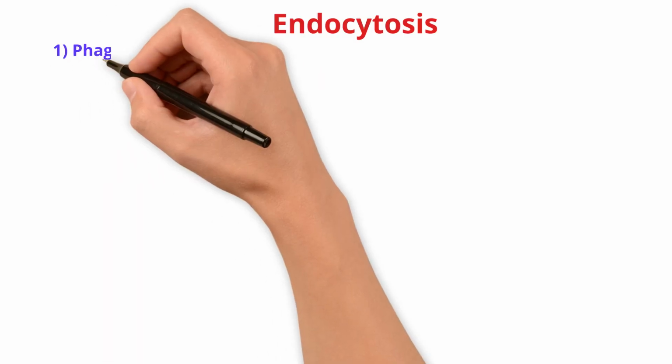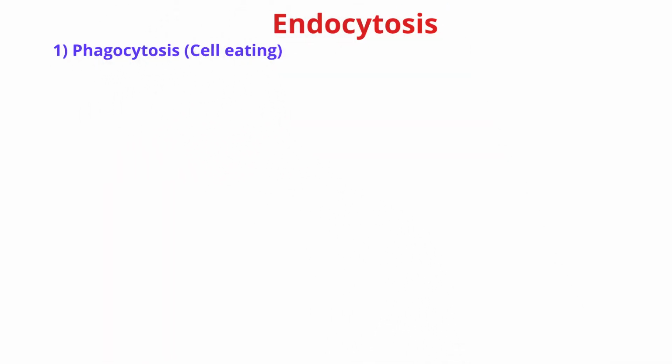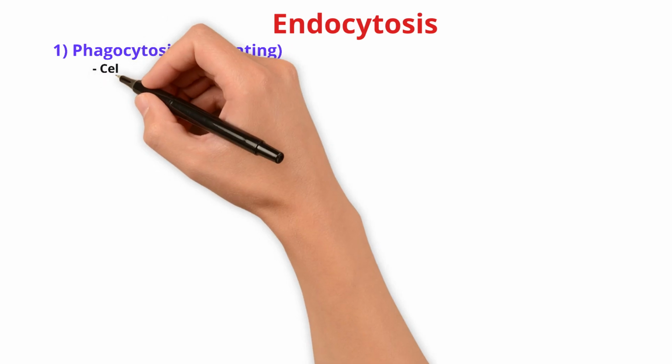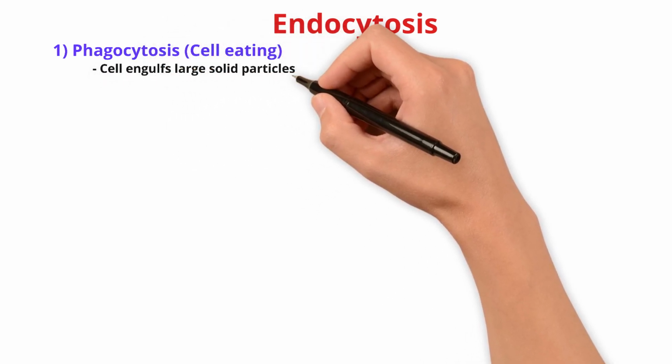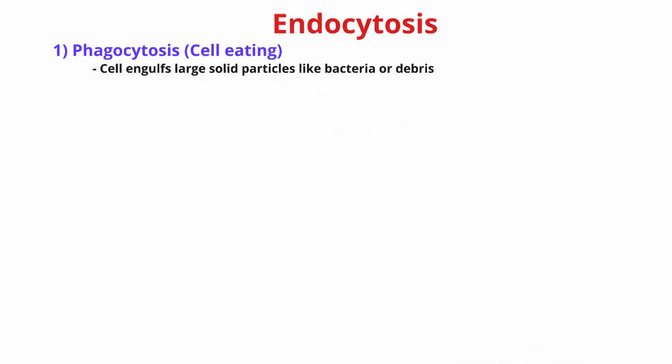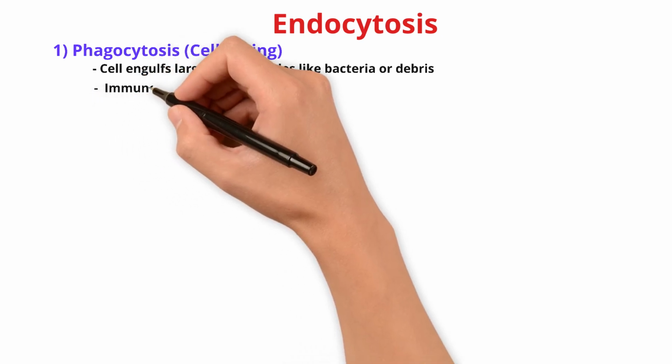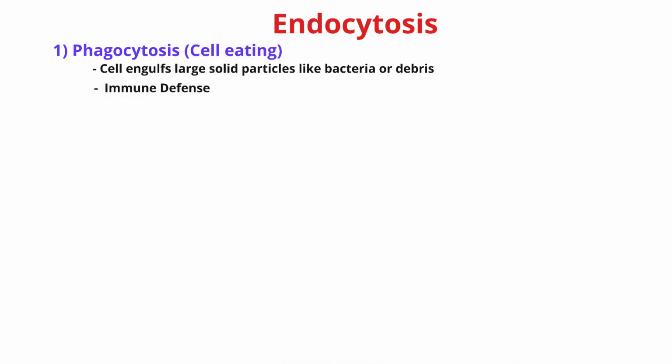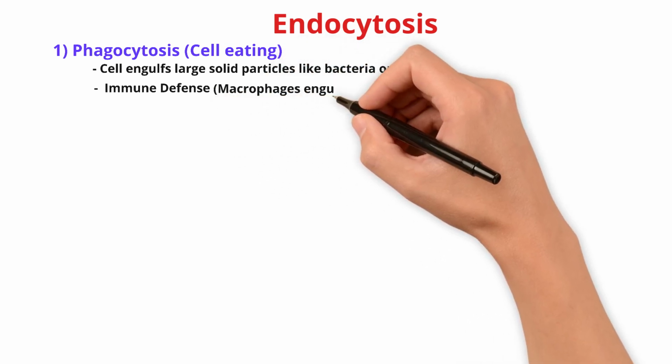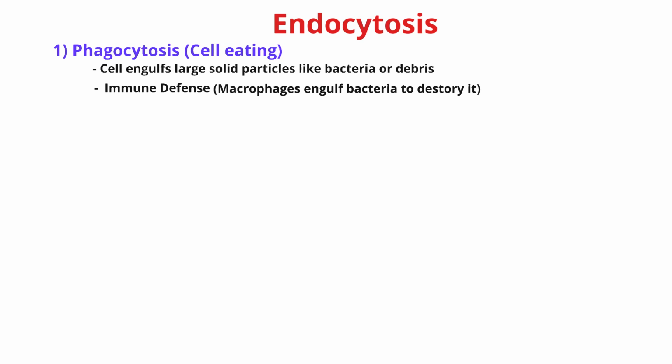Let's start with phagocytosis, which is often called cell eating. In phagocytosis, the cell engulfs large solid particles, like bacteria or cellular debris. This process is especially important in immune defense. Indeed, specialized immune cells like macrophages and dendritic cells perform phagocytosis to capture and destroy pathogens.